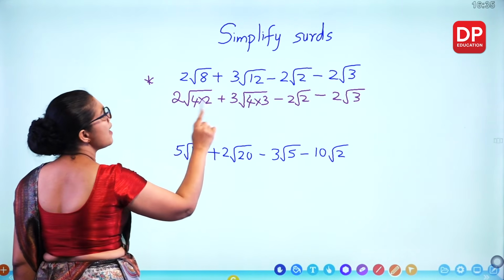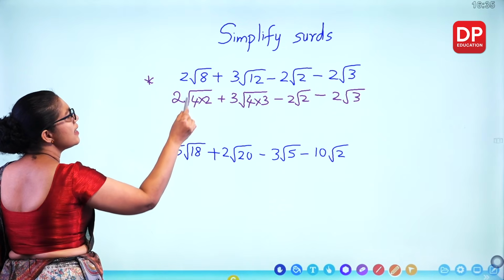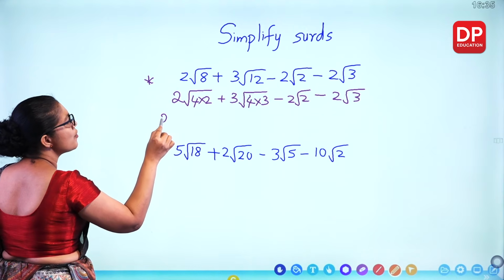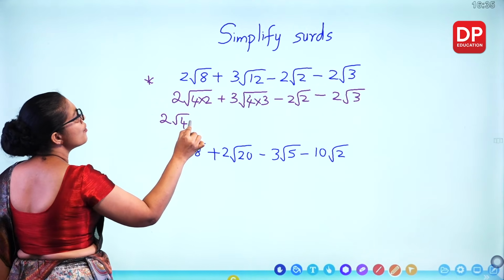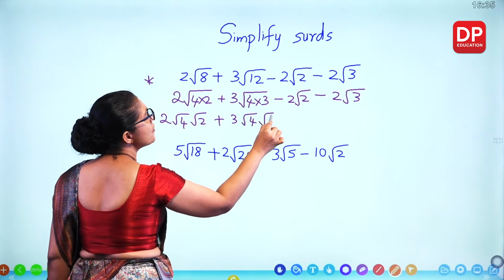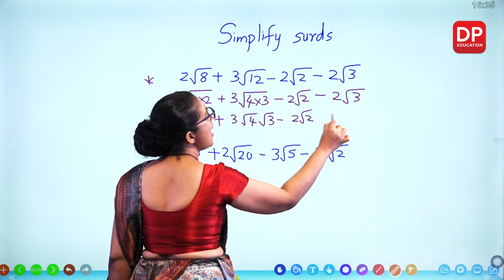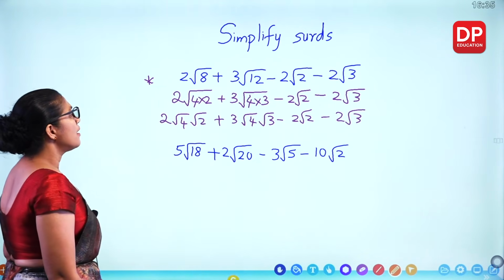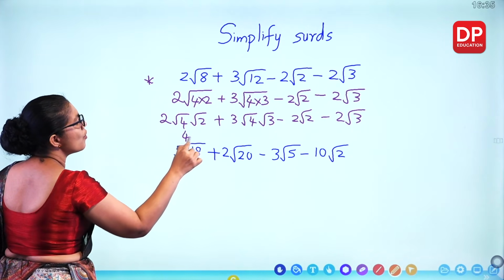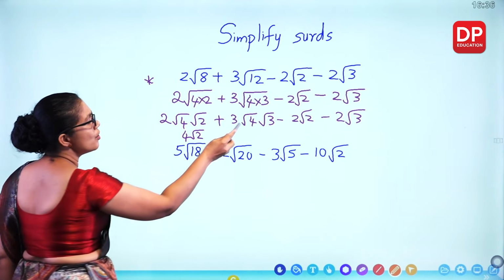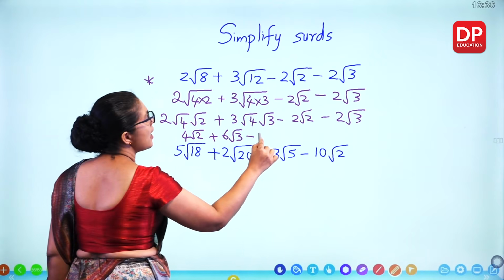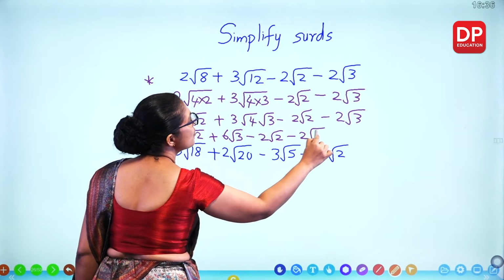Now we'll simplify this one. So when you are simplifying, I told you you can take separately. So root 4 and root 2. So here 2, root 4, root 2. What about this one? You get root 4, root 3. This one you write as it is. Now, we know root 4 is 2. 2 times 2, 4. So I can write 4 root 2. Root 4 is 2. 2 times 3, 6 root 3 minus 2 root 2 and 2 root 3.